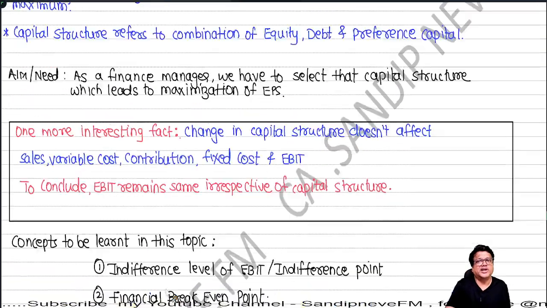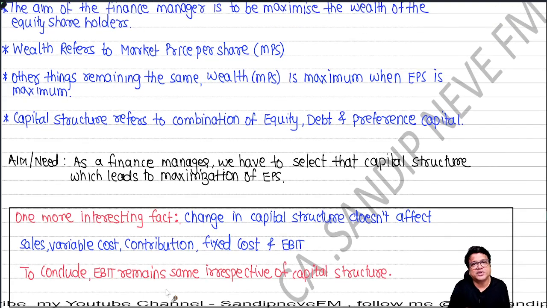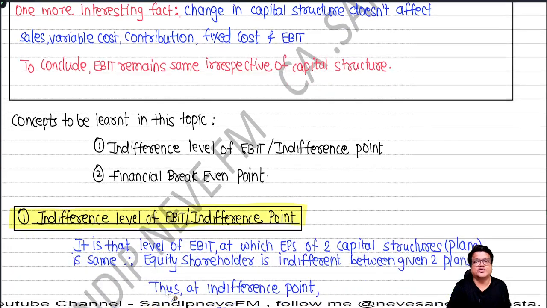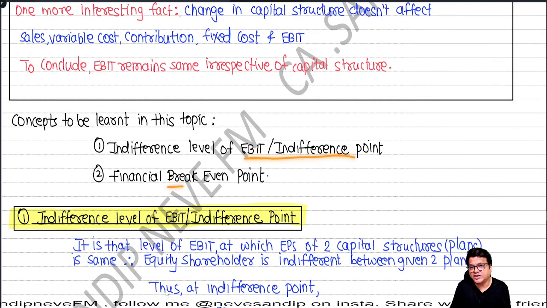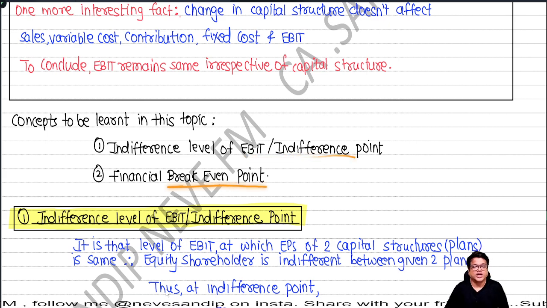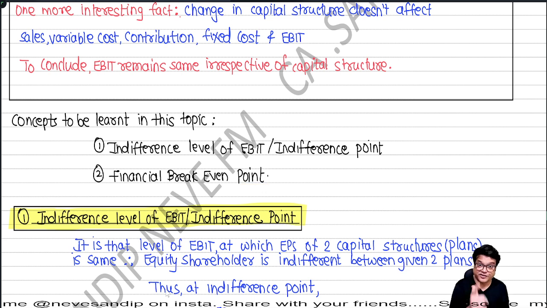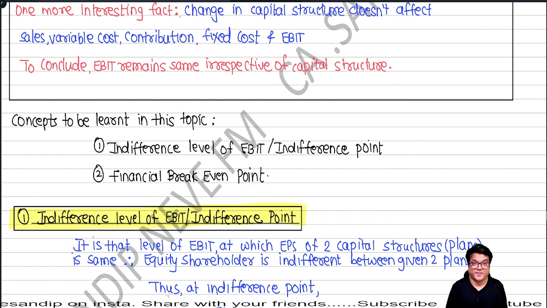Okay, concepts to be learned. Now, one thing we have already discussed, that we will select that financial plan where the EPS is maximum. So we are left with only two concepts to understand. One is indifference point and the other one is financial break-even point. People, don't tell me that the word indifference you have heard for the first time.